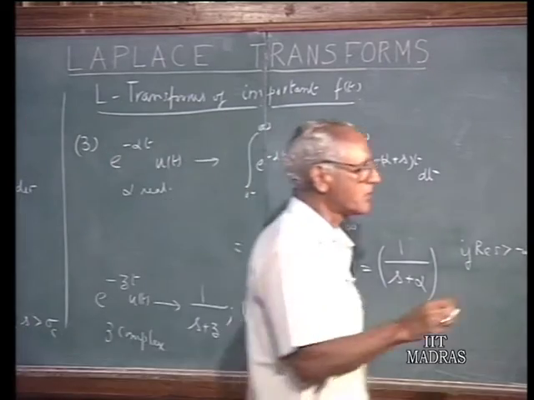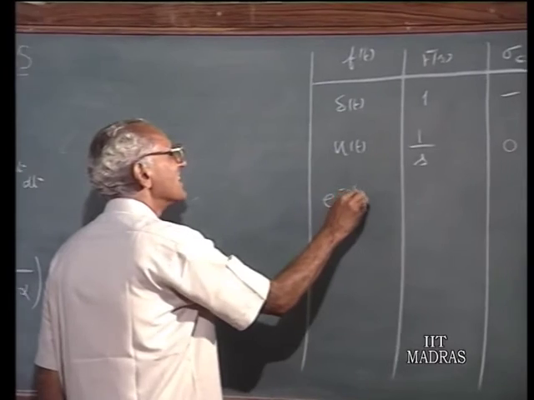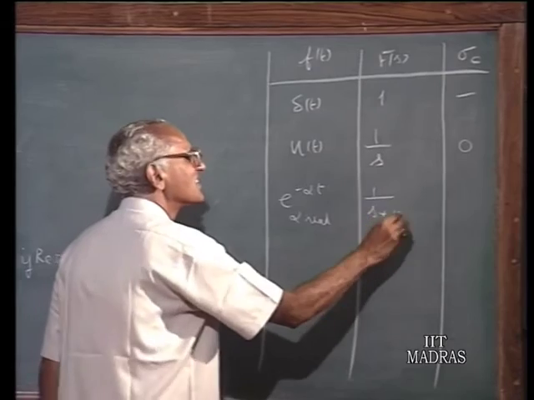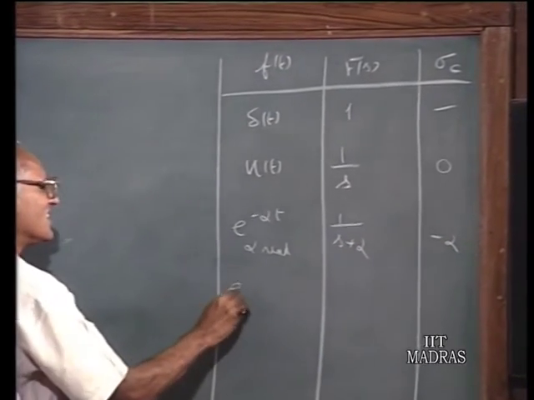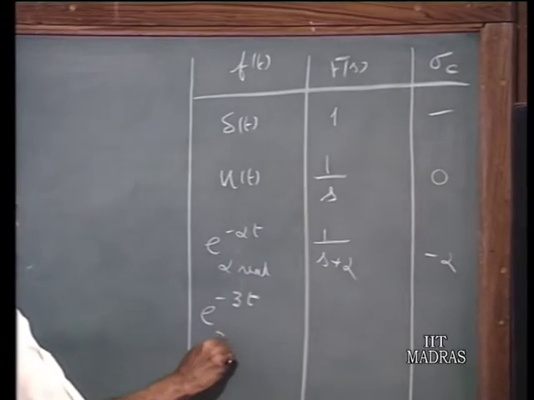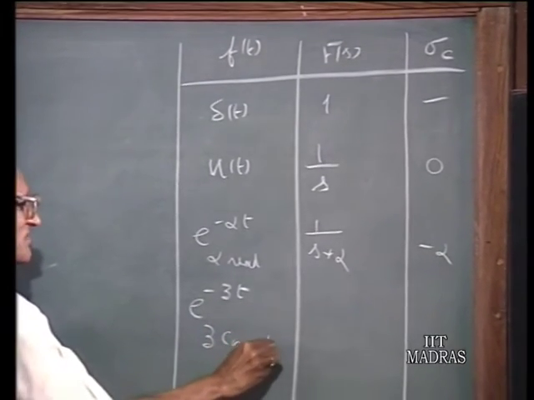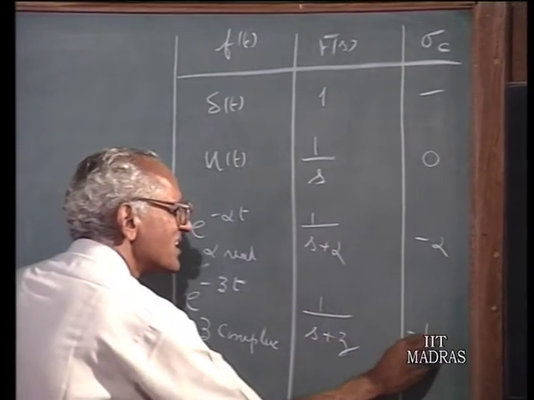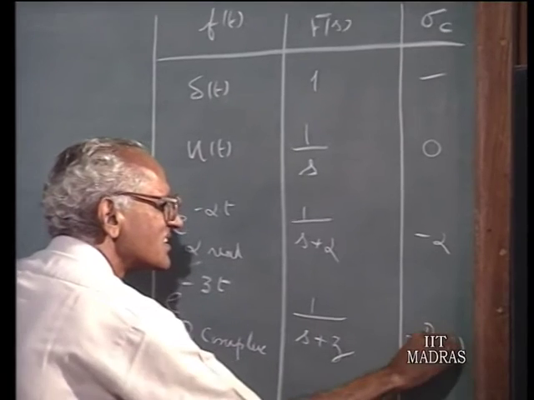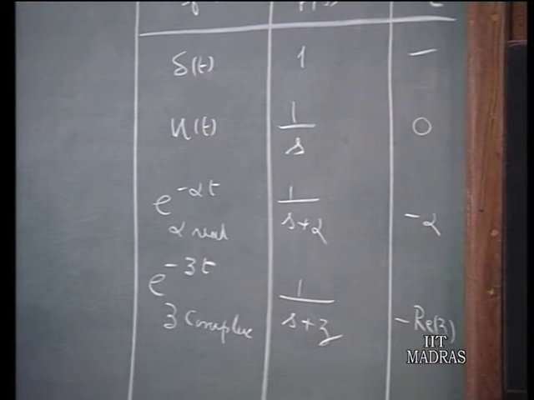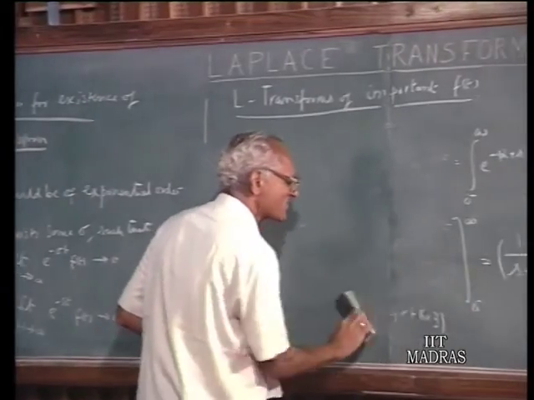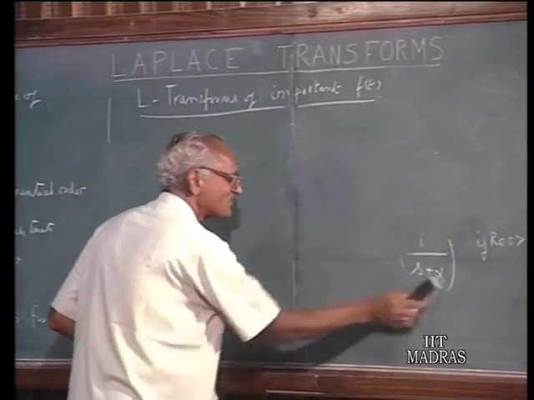So, I will write here: e to the power of minus alpha t, alpha real, 1 over s plus alpha; e to the power of minus z t, z complex, 1 over s plus z, with the real part of s greater than minus real part of z. So, once we have this relation, then we can find out the Laplace transformation of trigonometric functions.